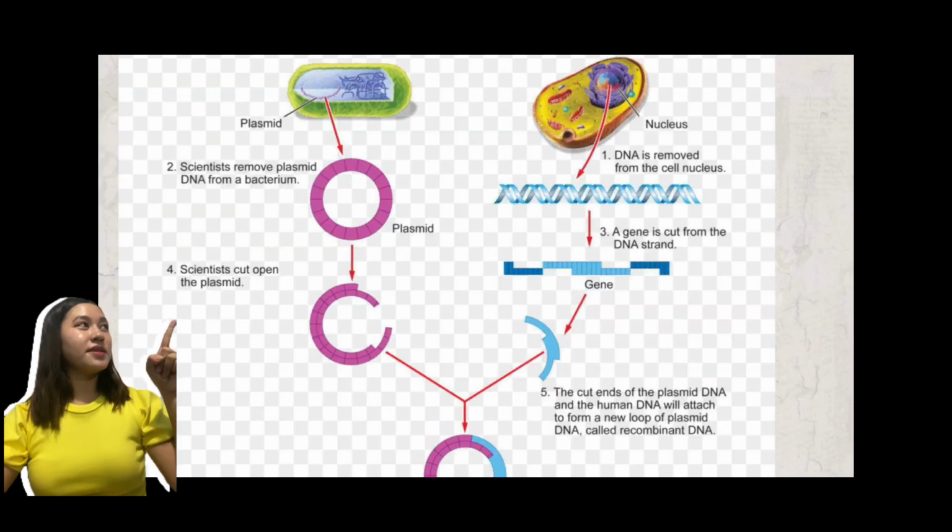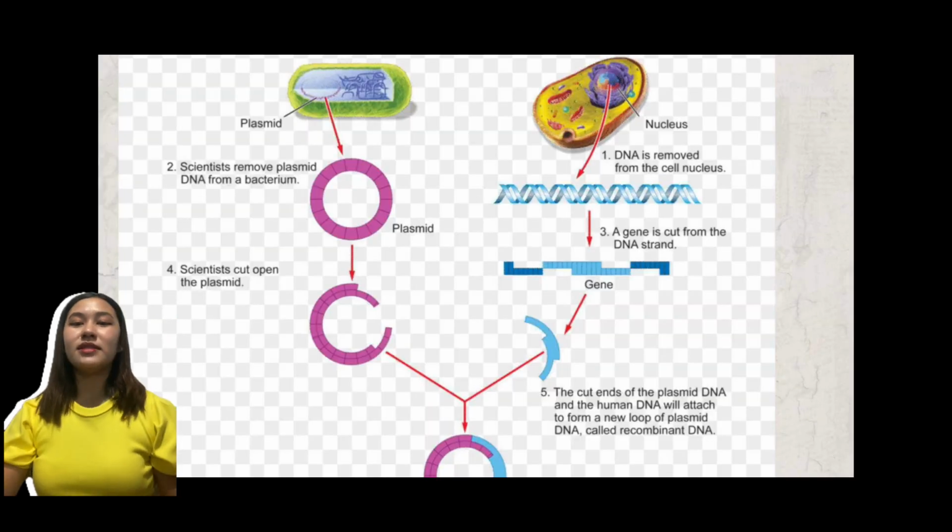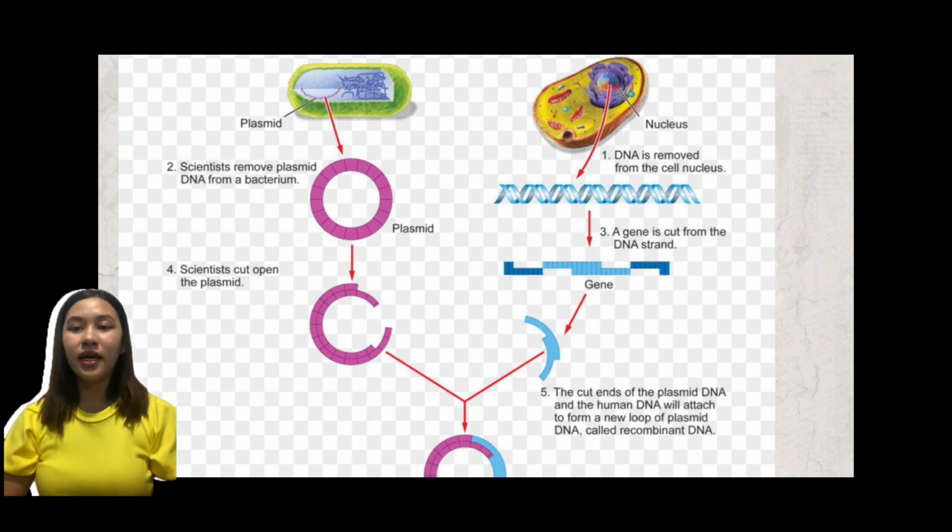So as you can see in this picture, here's a step-by-step process involved in genetic engineering. First is the DNA extraction. So scientists start taking out the DNA nga gikan sa nucleus sa isa ka cell, and then ang DNA is like a set of instructions nga nagsulti nga unsaon pag function sa isa ka cell.